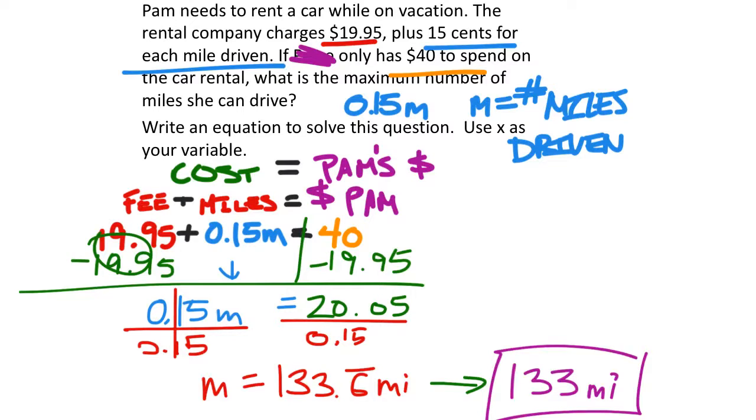If, and again, I'm just saying, if it was 134 miles, well, I would put this into the calculator, right? $19.95 plus 0.15 times 134. And we see this is $40.05. I mean, it's only 5 cents more than the $40 she has, but we said that that was a maximum. So by changing this to 133, we can see that she's just barely under budget by 10 cents now. And that would be the maximum number of miles, the 133 miles.